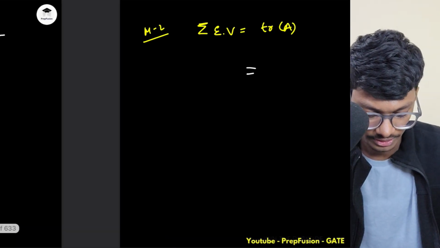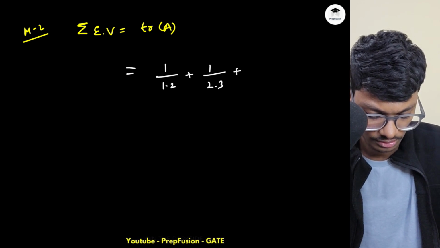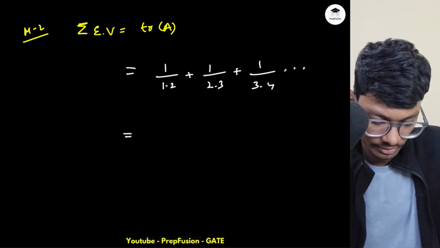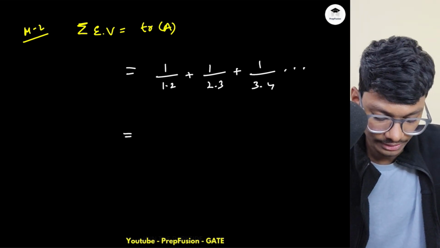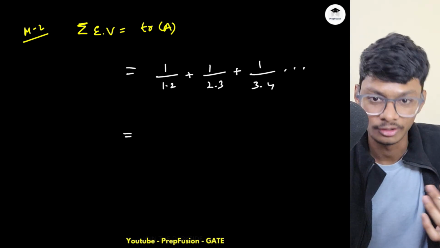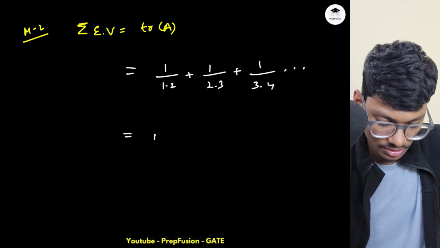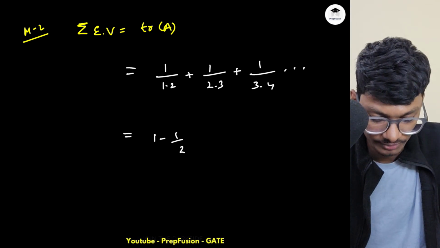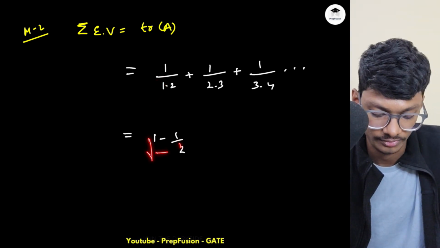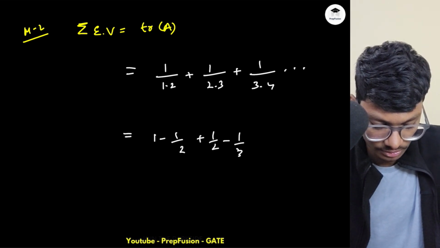So the trace of A in our case is what? In our case, 1 into 1 by 2 plus 1 into 2 into 3 plus 1 into 3 into 4. Okay, so now here what you can write? You have to remember this trick, I also tend to forget it. This 1 by 2 I can write as 1 minus 1 by 2. Another trick: they are giving you two multiples, so you have to write them separately. So this is 1 minus 1 by 2. This will be 1 by 2 plus 1 by 2 minus 1 by 3, and you will get exactly this.